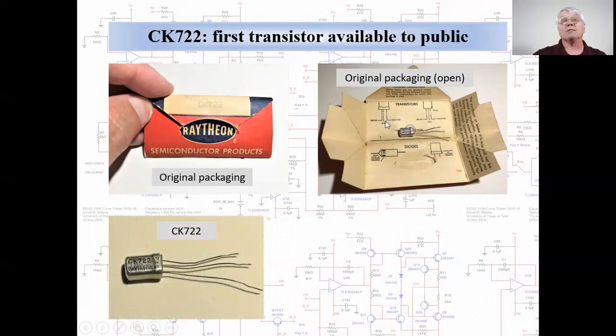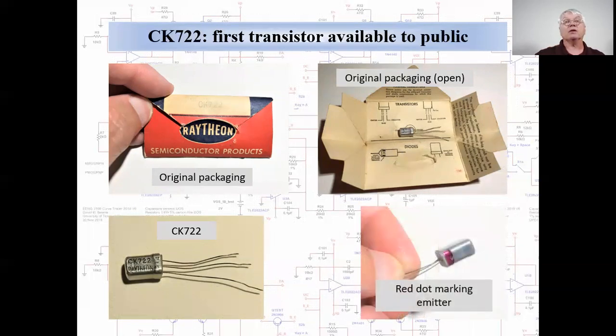This was a germanium device made of one layer of N-type material between 2 layers of P-type semiconductor material. This structure was known as a PNP transistor. The 3 terminals are called the emitter, base, and collector. The base was the N-type layer, and the emitter was marked with a red dot.